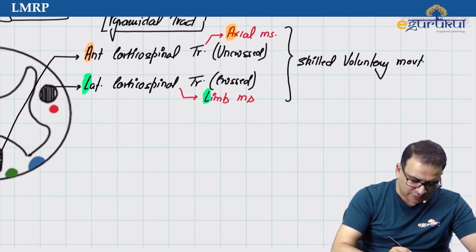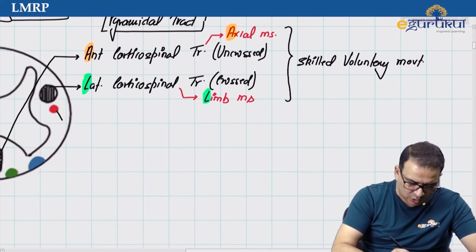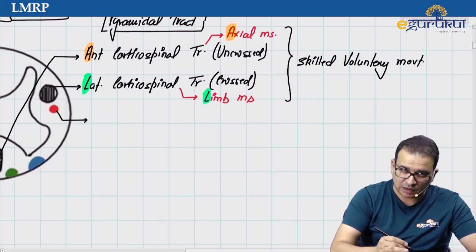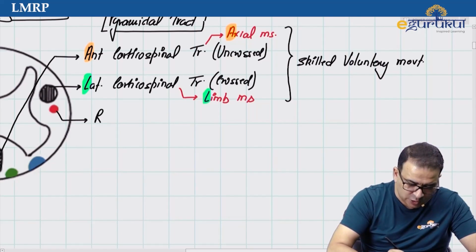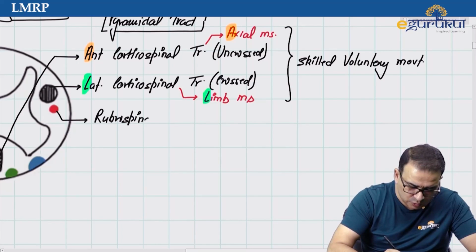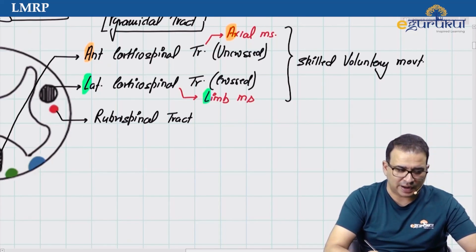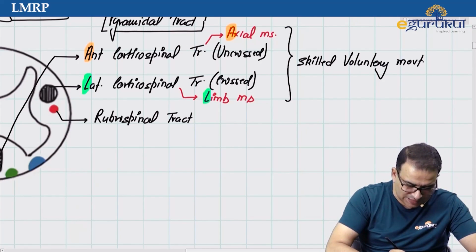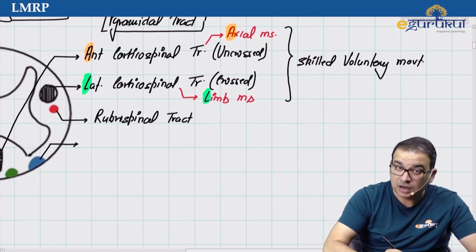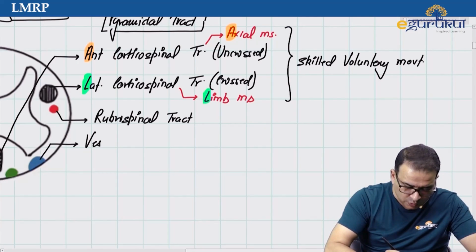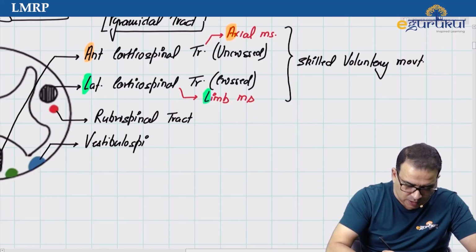Now, there is another tract which is present very, very close to the lateral corticospinal tract on the lateral side of the spinal cord, and that is coming from the red nucleus, guys. This is called the rubrospinal tract. Coming from the red nucleus, so we call it rubrospinal. And before I tell you the function of the rubrospinal tract, you should look at this tract also, present in the anterior side of the spinal cord, coming from the vestibular nuclei. We call it the vestibulospinal tract. Rubrospinal tract and vestibulospinal tract here.